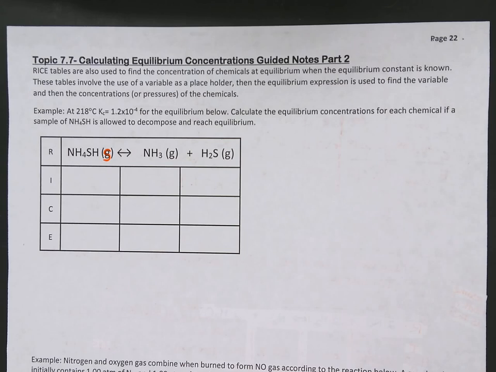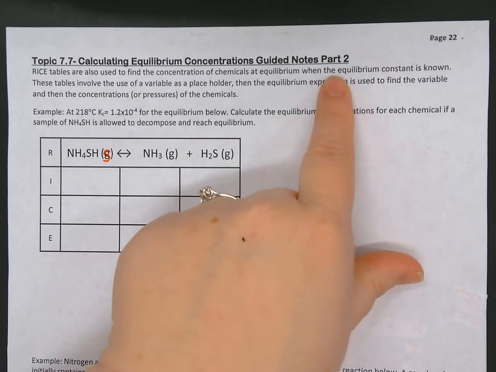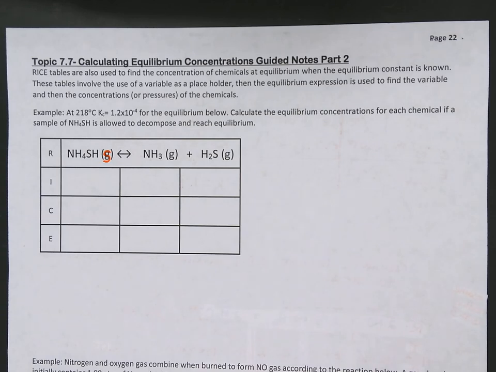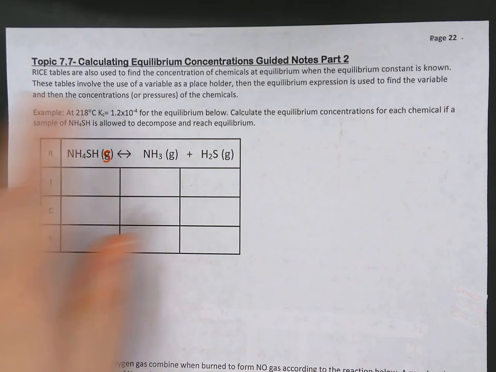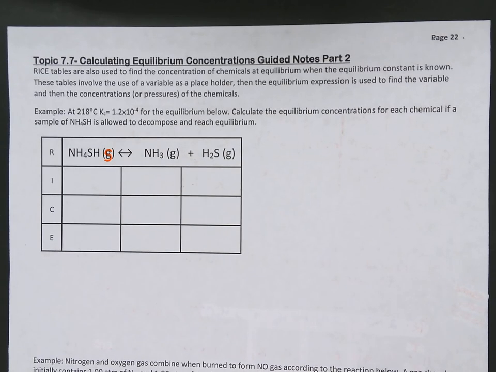Okay, today we're looking at topic 7.7, part 2. We're still calculating equilibrium concentrations and using Rice tables, but now we're going to focus on what happens if we already have an equilibrium constant and how we proceed to fill out our table. So Rice tables are used to find the concentrations of chemicals at equilibrium when the equilibrium constant is known.